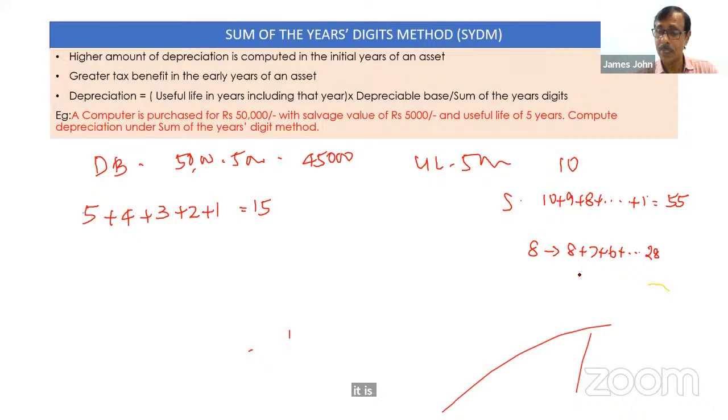Is it 36? Yes, 36. Sorry, it is 36. N into n plus 1 by 2. N into n plus 1 by 2, it is 36.